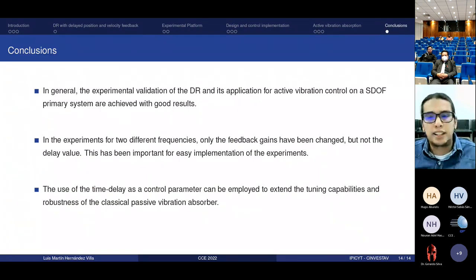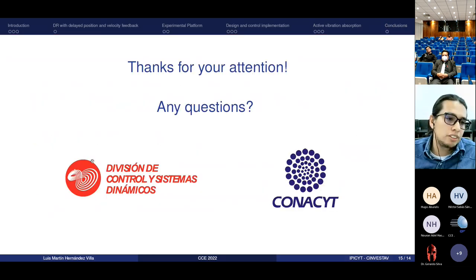Finally, these are some important conclusions of this work. In general, the experimental validation of the DR was achieved with good results. Also, in the experiment for 2 different frequencies, only the feedback gains were changed, but not the delay value, and this is important for the ease of implementation of these experiments. Furthermore, the use of the time delay as a control parameter can be employed to extend the tuning capabilities and robustness of the classical passive vibration absorber. So thank you for the attention.